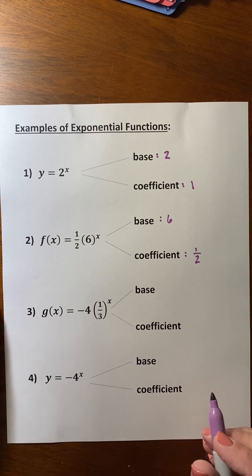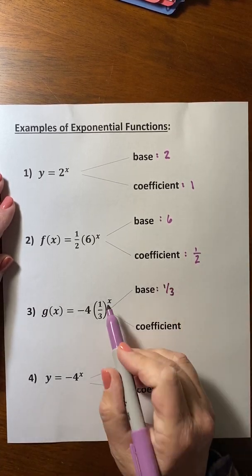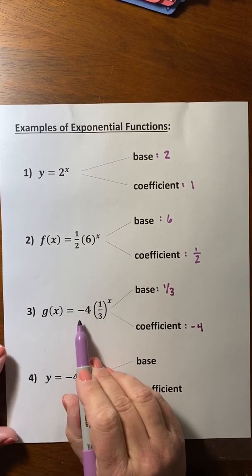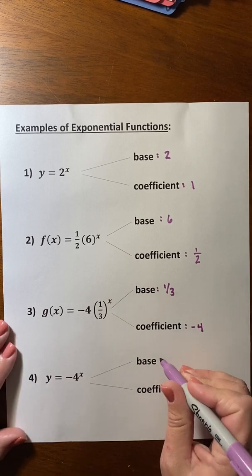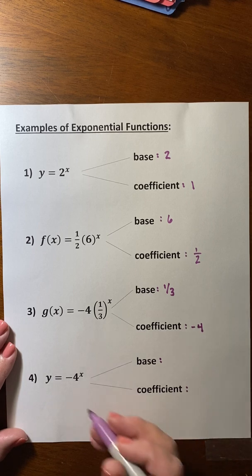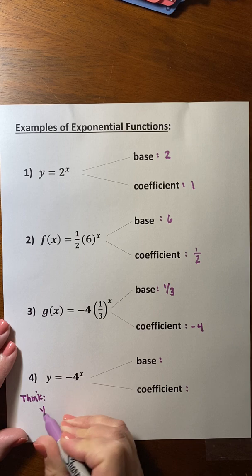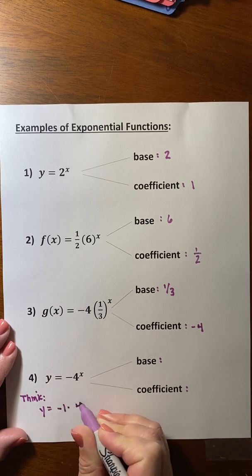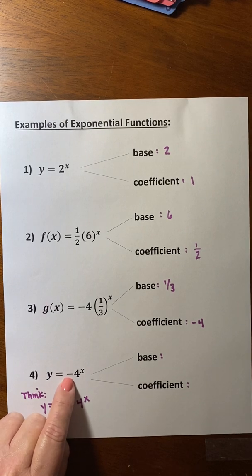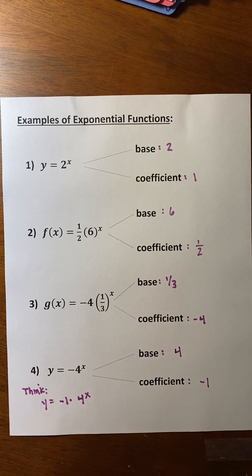Right here, g of x equals -4 times 1/3 to the x power. The base is 1/3. That's the only thing that has the power applied to it. The coefficient out front is -4. Coefficients can be negative, bases may not be. All right, be really careful here. y equals -4 to the x. The base is not -4. What you need to think of is what this really means. y equals -1 times 4 to the x. The base is always positive. A negative sign like this out front really means -1 times that. So the base is 4 and the coefficient is -1.